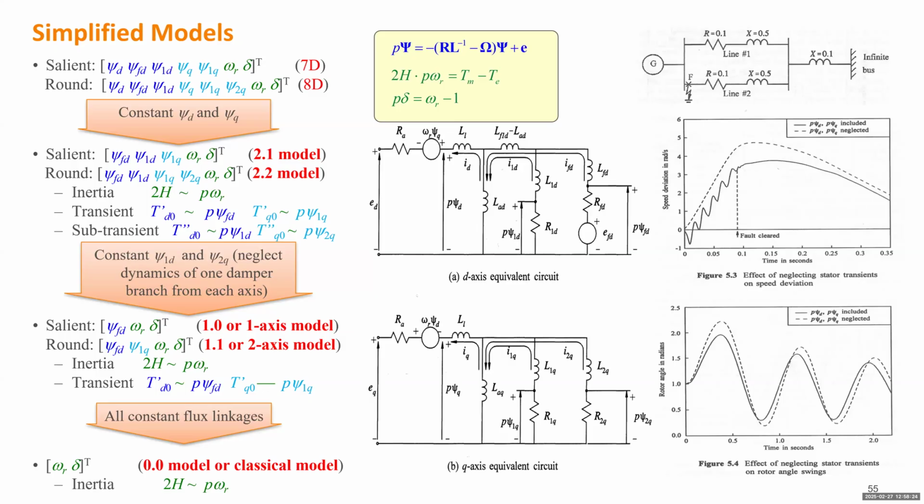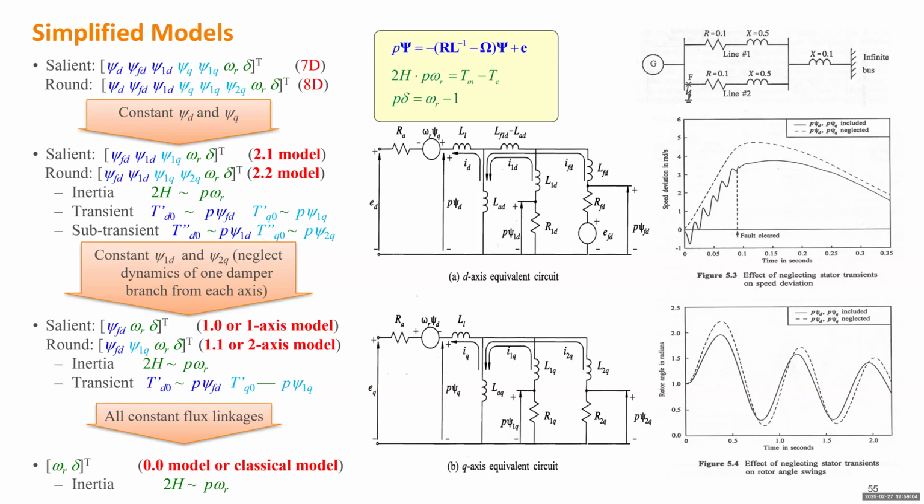For the round rotor generator, it will be a 2.2 model, with 4 flux linkage state variables plus 2 swing equation state variables. For the cylindrical rotor generator, you can remove the last flux linkage, only considering just 1 damper, 1Q, in the Q axis. So it will be a 2.1 model. The number before the point indicates how many flux linkages you model in the D axis, and the number after the point indicates the flux linkage state variables modeled in the Q axis.